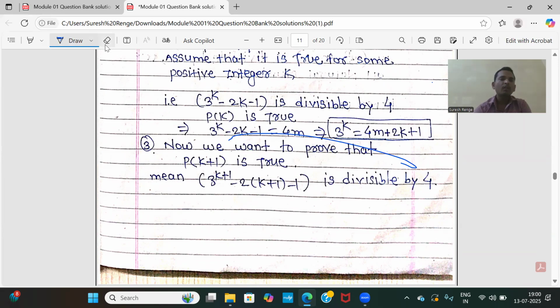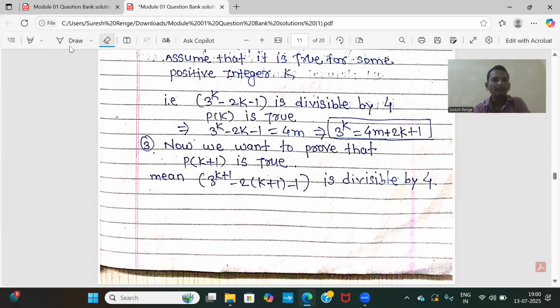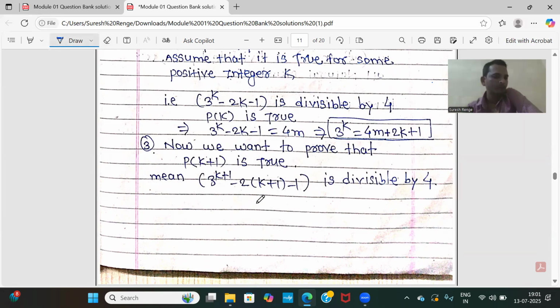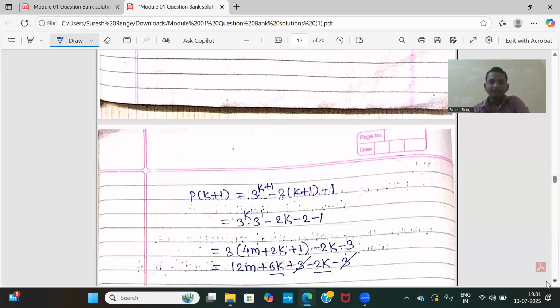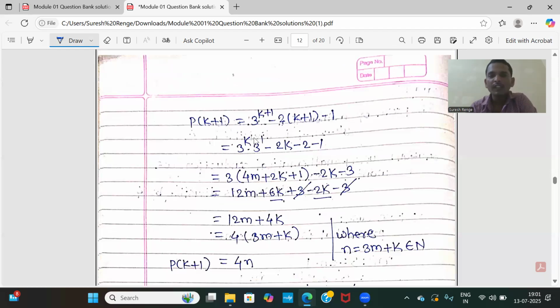Now we want to prove that this is true for n equal to k plus 1. We want to prove that P(k+1) is true, that is, 3 raised to power k plus 1 minus 2 times (k plus 1) minus 1 is divisible by 4. Let us write P(k+1) equal to 3^(k+1) minus 2(k+1) minus 1.